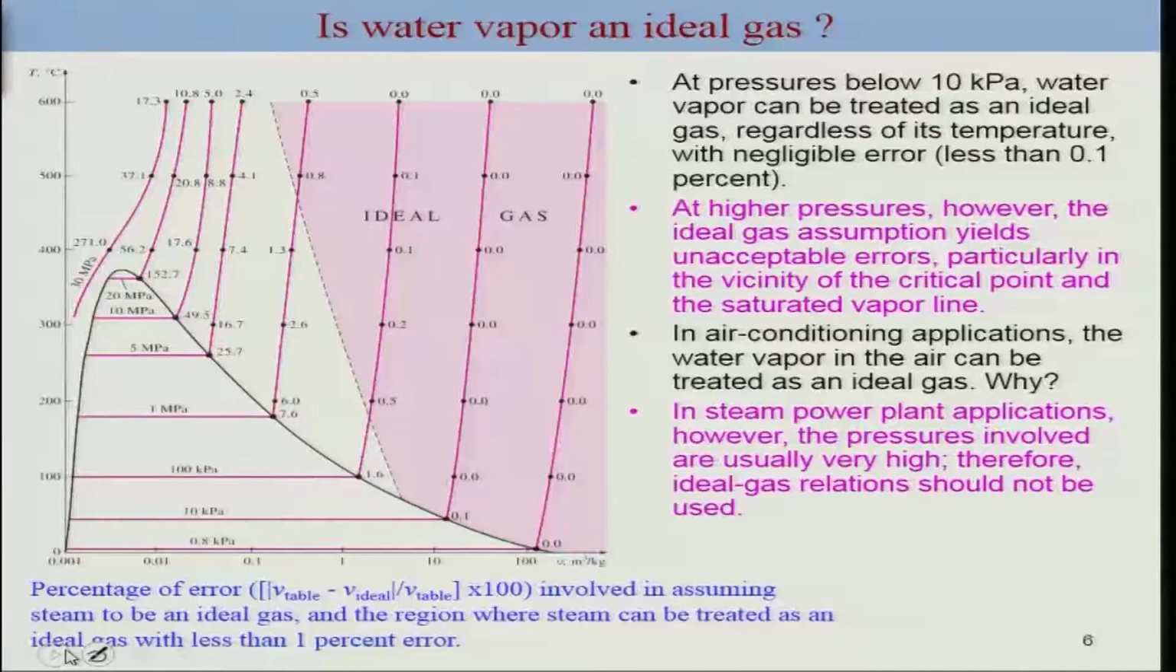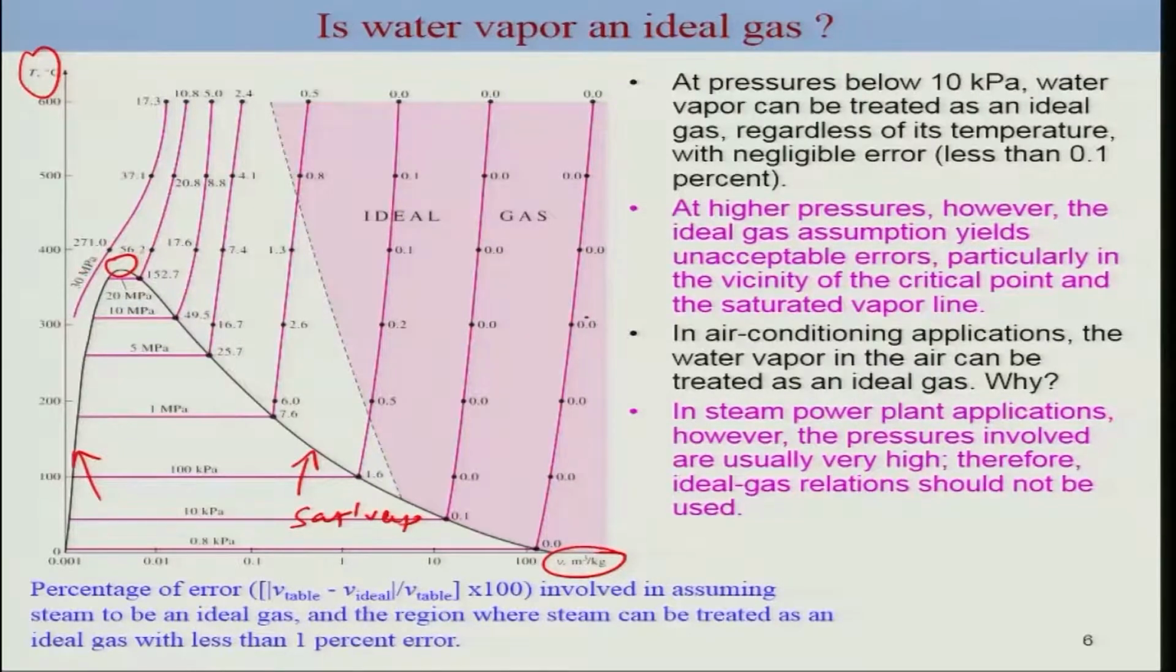Okay, so what about other vapors, other gases such as water vapor? Is it an ideal gas? Let's take a look at this table. This is a T-V plot, and this is just a specific region of vapor plus liquid. Again, this is your saturated liquid line and this is your saturated vapor line, and this is your critical point.